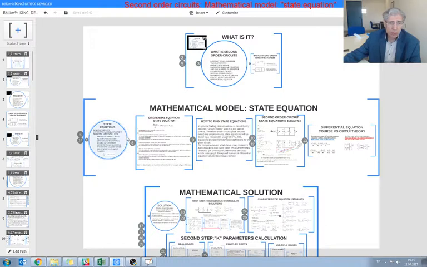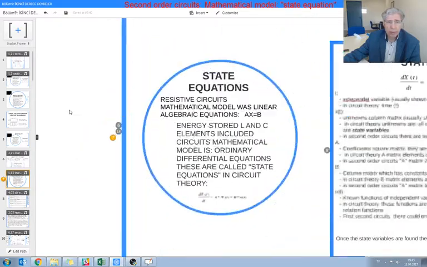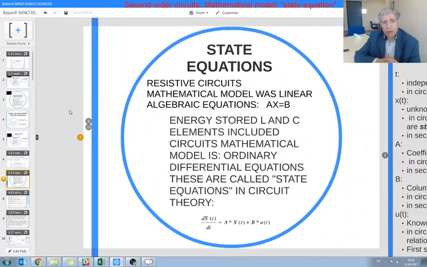Just to remind you where we are mathematically, because this is going to be a mathematical model. We already saw that for resistive circuits, the mathematical model is a set of linear equations in the form of Ax = b. When the energy storing elements, L and C, are included in a circuit, the mathematical model changes. It becomes ordinary differential equations.